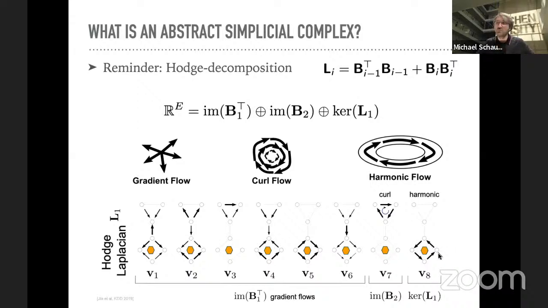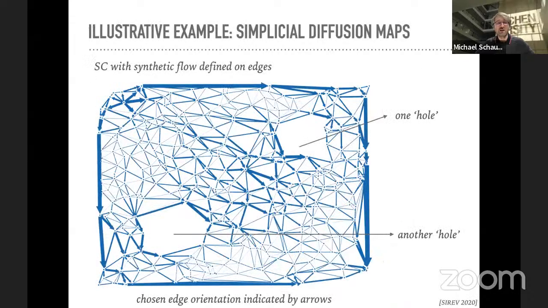And so to get there, let's look at another example. From now on, I'm just going to always fill in all the triangles. All these things are considered to be filled triangles, but I have two holes in that space and they're empty. That means also that the dimension of my harmonic flow, the dimension of the kernel of the Hodge Laplacian, is two-dimensional. And I just have this simplicial complex here.